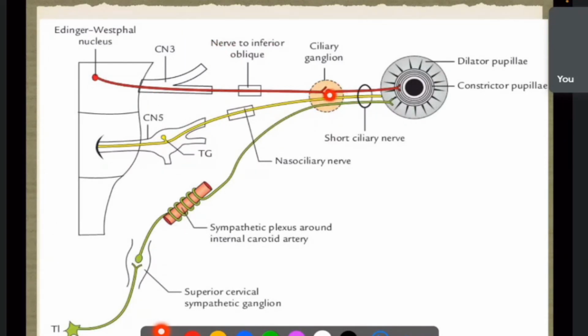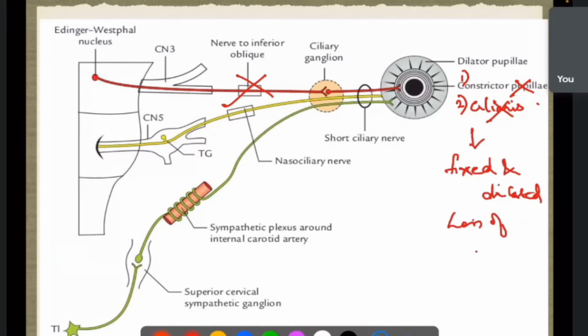Then the postganglionic fibers will arise from the ciliary ganglion, pass through the short ciliary nerves, and go and supply which muscle? Parasympathetic fibers are for which muscle? Sphincter pupillae, constrictor pupillae, and the ciliaris muscle. Okay, two muscles are supplied by the parasympathetic. One is constrictor pupillae, and the other one is ciliaris muscle. So when there is oculomotor nerve palsy, this nerve is gone. The fibers will be affected. So there will be paralysis of constrictor pupillae and paralysis of ciliaris muscle. So there will be a fixed and dilated pupil, and there will be loss of accommodation.